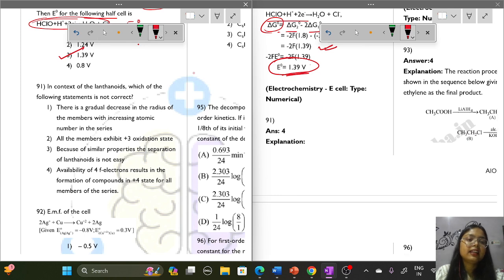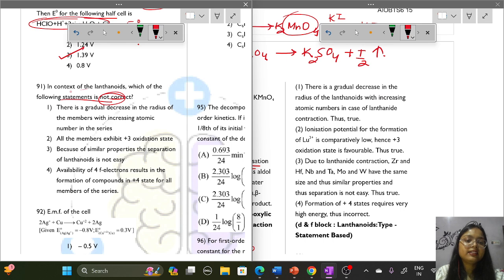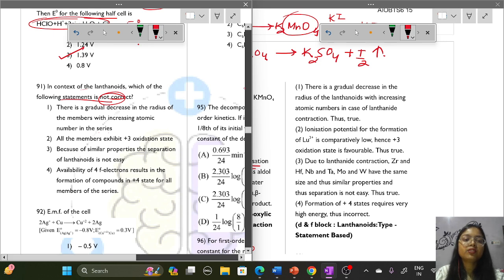Question number 91. In the context of lanthanoid, which of the following is not correct? Not correct. There is a gradual decrease in the radius of the members with increasing atomic number in the series. All the members exhibit +3 oxidation state. Because of similar properties, the separation of lanthanoid is not easy. Availability of 4f electrons results in the formation of compounds in +4 oxidation state for all members of the series. Okay, let's find out the incorrect one.